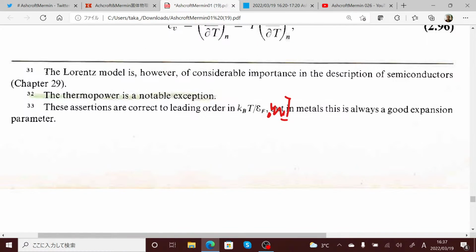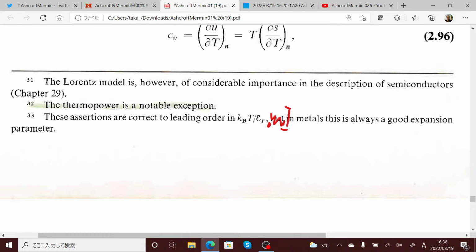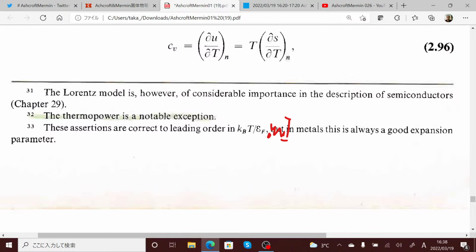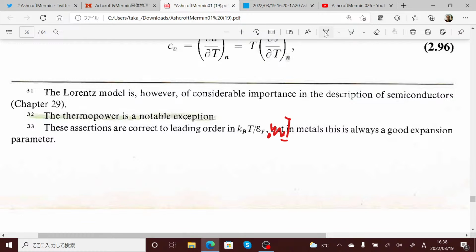These assertions are correct to leading order in kBT divided by epsilon F. What is leading order?